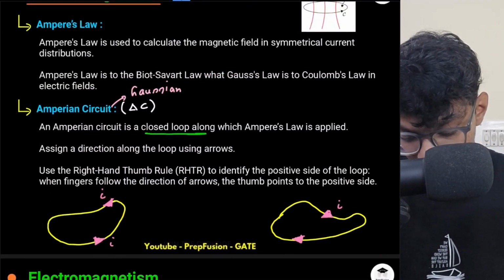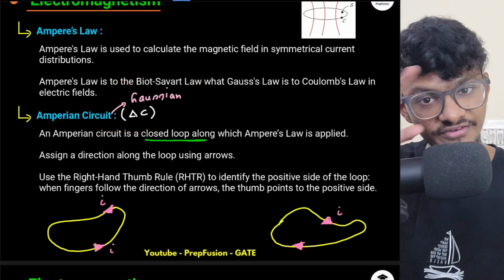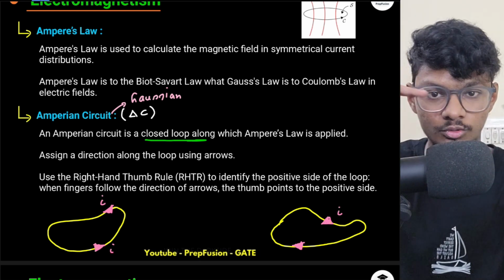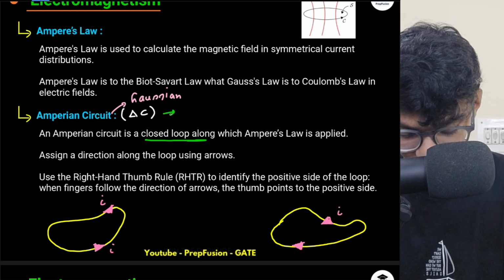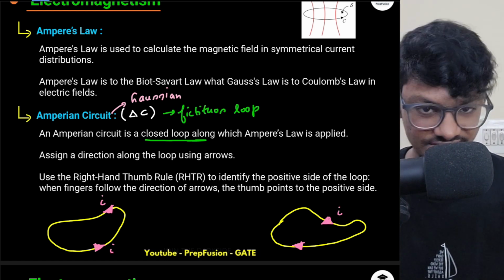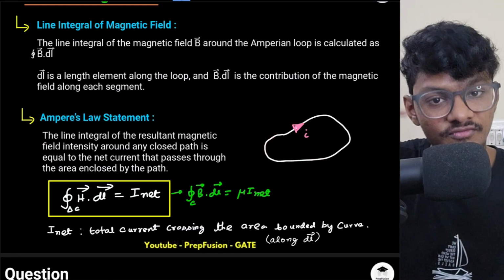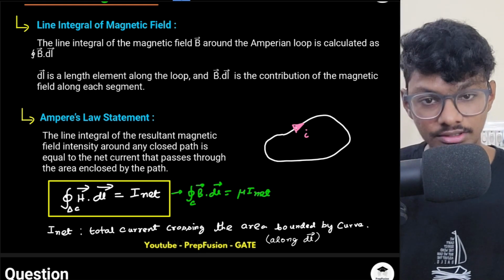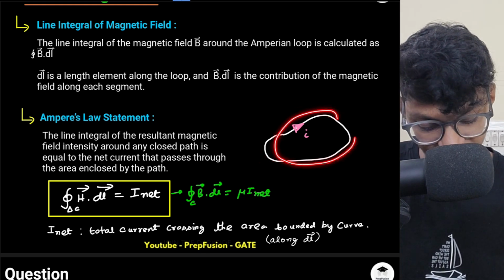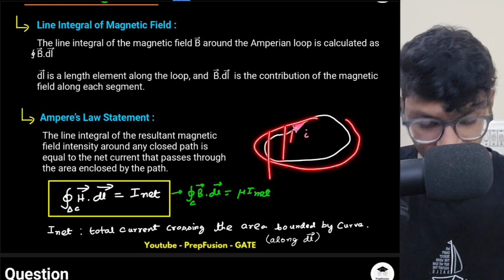Just remember, this Amperean circuit is a fictitious circuit, just like a Gaussian surface. The Gaussian surface was a fictitious surface, right? So this Amperean circuit is also fictitious, it doesn't exist in real life. We just assume that a closed loop is there. It is not really present over there. We're just assuming it. So this is the fictitious loop that we're assuming, and the line integration of the magnetic field that passes through this fictitious loop will be simply B dot dl, the amount of magnetic field intensity.